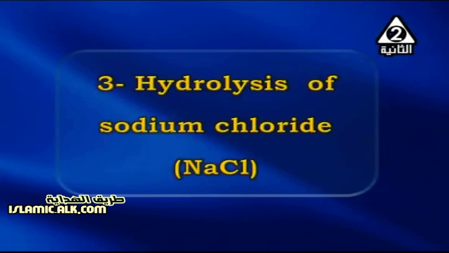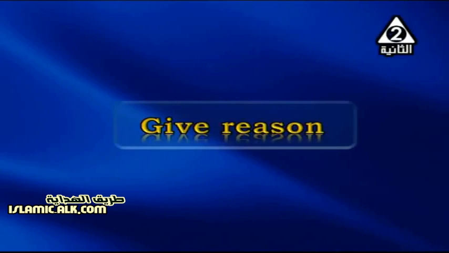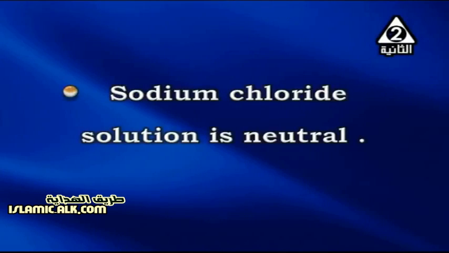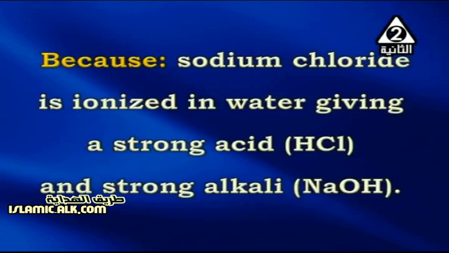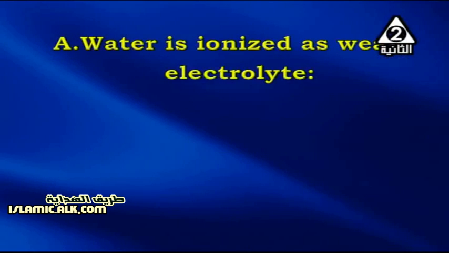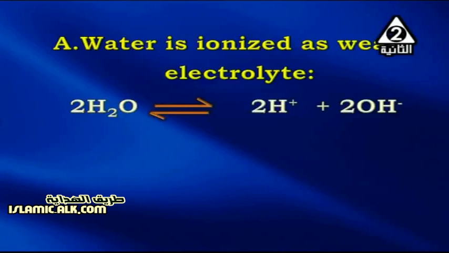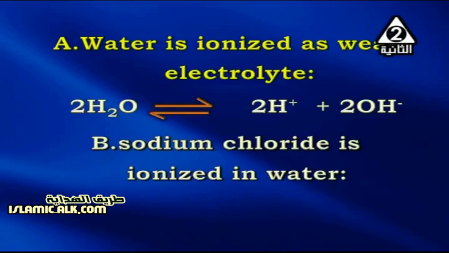The third example here, my dear student, is the hydrolysis of sodium chloride, NaCl chemical formula. So we have given reason in this point. Sodium chloride solution is neutral. We have to say because sodium chloride is ionized in water, giving strong acid hydrochloric acid and strong alkali, which is sodium hydroxide. So water is ionized as weak electrolyte into hydrogen ion and hydroxide ion in equilibrium, and when adding sodium chloride solution in water, we find that NaCl is ionized into sodium ion and chloride ion.